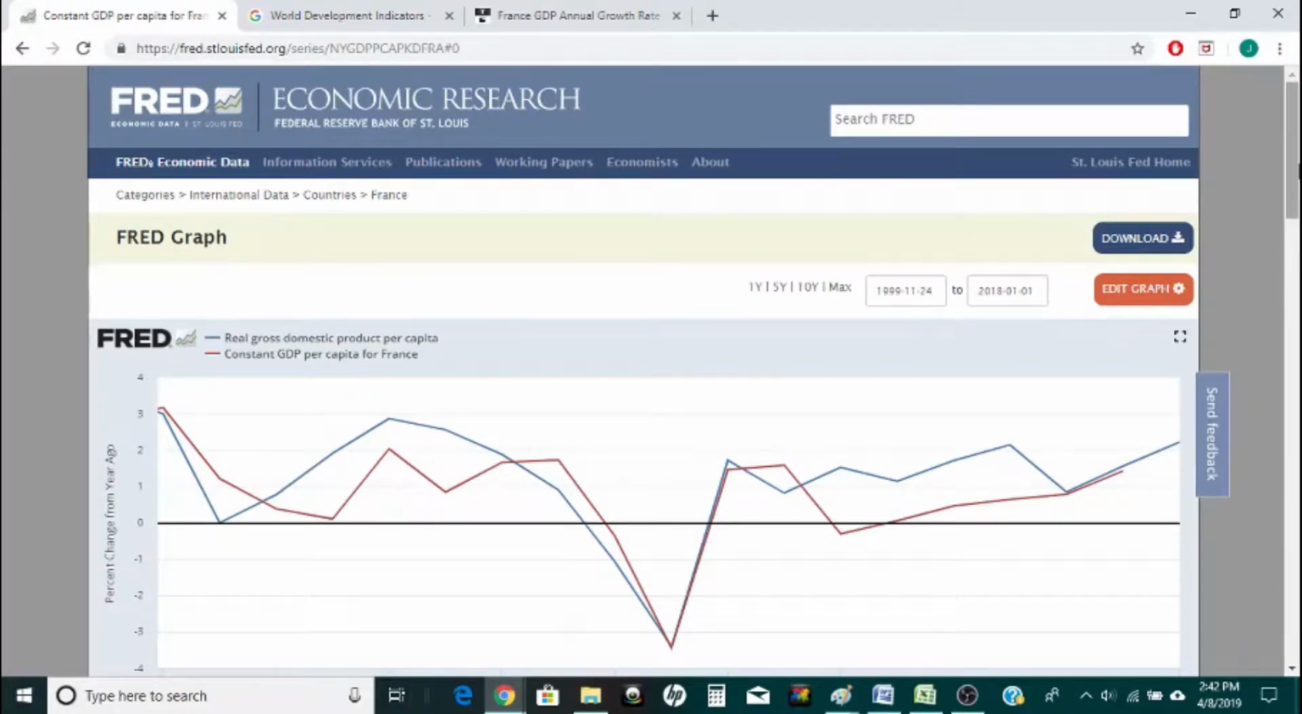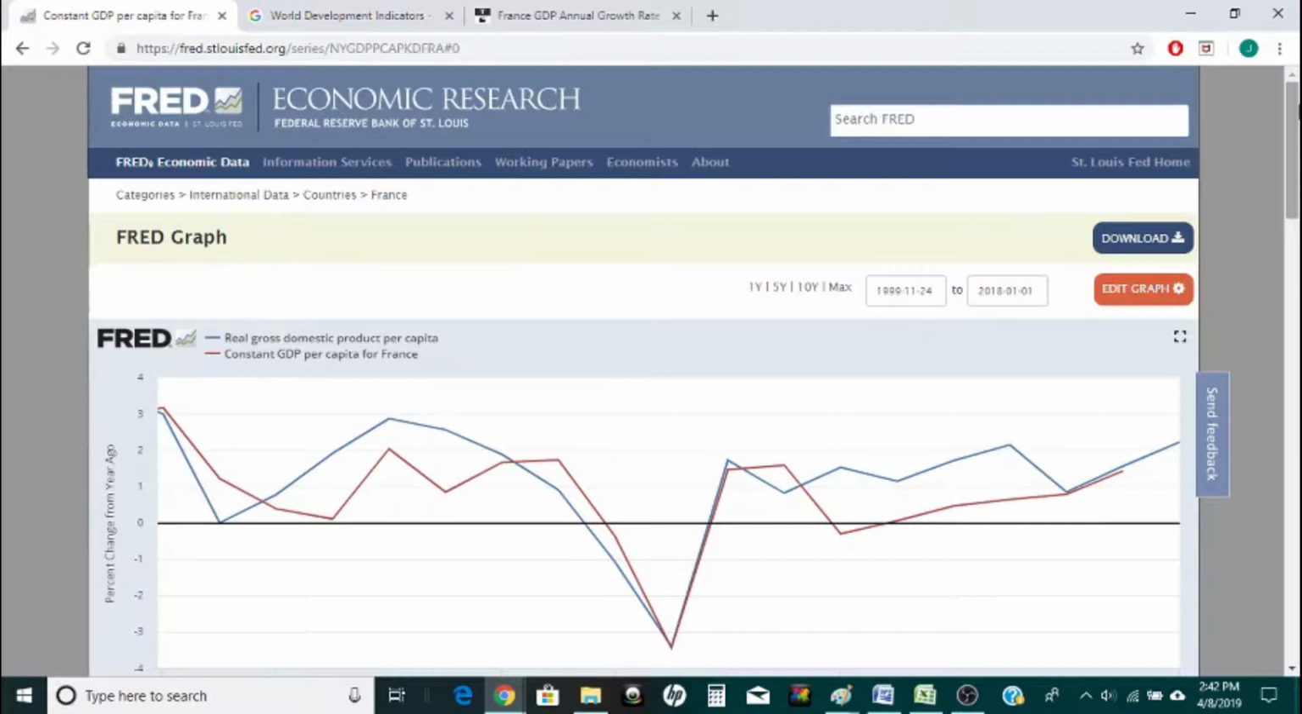I decided to compare economic growth in France and the United States. I chose to start with France because I already have a video comparing France, Germany, and Italy, so I decided to start with these countries. And I chose the United States because it's where I live.